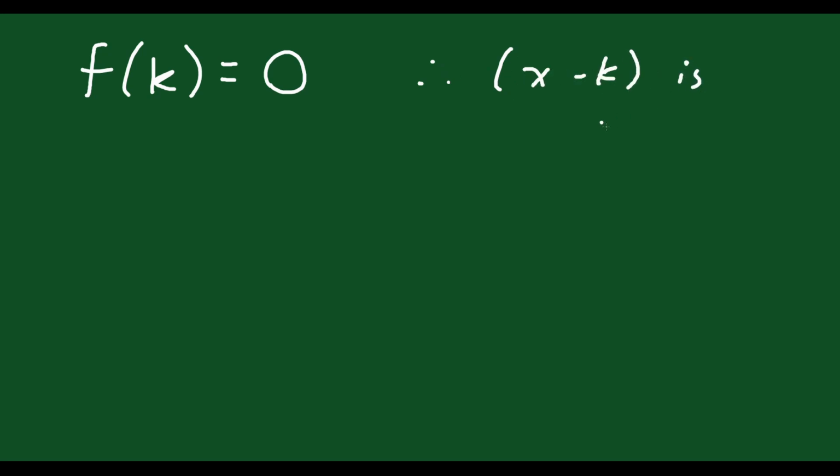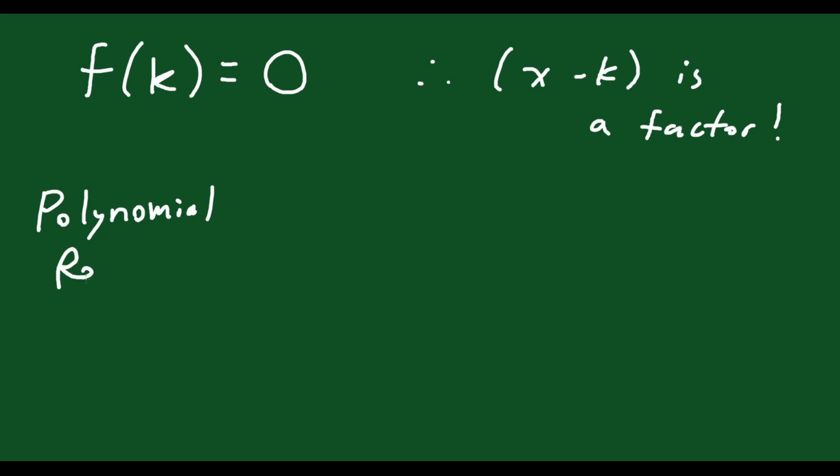A few videos ago, we talked about the factor theorem, and we basically said that if you do f at k, so f at some number, and you get 0 as an answer, that you could say, therefore, x minus k is a factor. And I said that this factor theorem was related to the polynomial remainder theorem, and that's the theorem I want to go over today. So, polynomial remainder theorem.